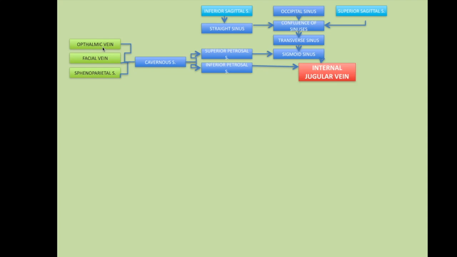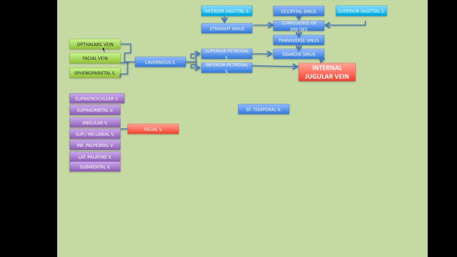Now, in the facial region, the supratrochlear vein, supraorbital vein, angular vein, superior and inferior labial veins, inferior palpebral vein, lateral palatine vein, submental vein. These all combine to drain into the facial vein.